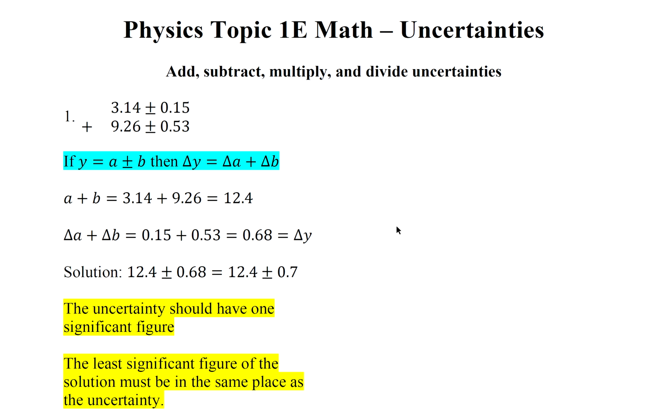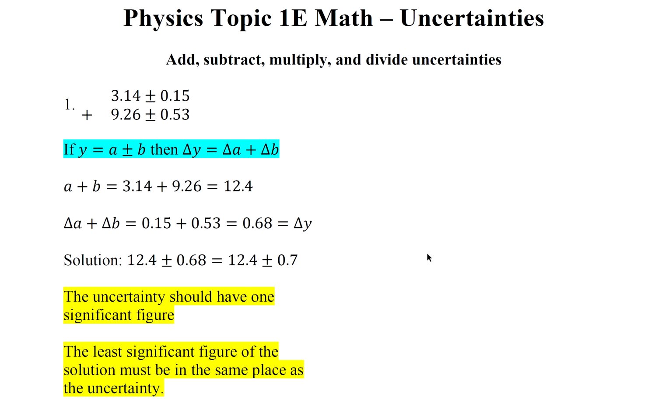So our solution, remember, the uncertainty should only be one significant figure, and our value should be at the same decimal place as our uncertainty. Since our uncertainty is at the 10th place, 0.7, our value should be at the 10th place, 12.4. So memorize these two in yellow. The uncertainty should have one significant figure, and the least significant figure of the solution must be in the same place as the uncertainty.